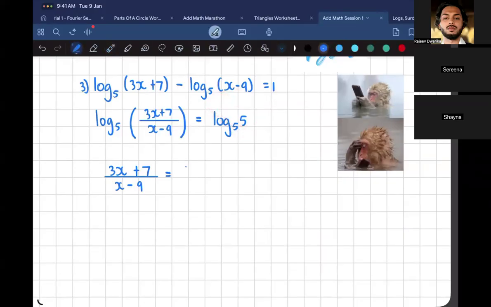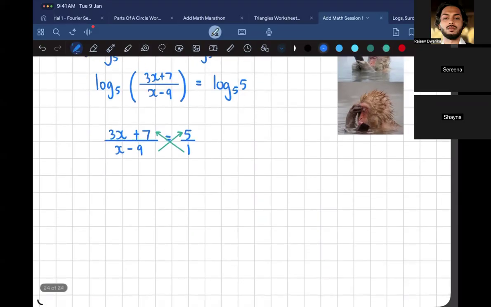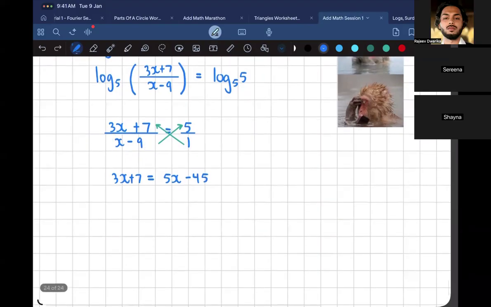Yeah. So now I could write 5 as 5 over 1, and I'm going to cross multiply. So, Sheena, if I cross multiply, what's 1 by 3x plus 7? 3x plus 7, right? What is x minus 9 by 5? 5x minus 45. Right? So you're just going to multiply everything here by 5. 5 by x is 5x. 5 by minus 9 is minus 45.